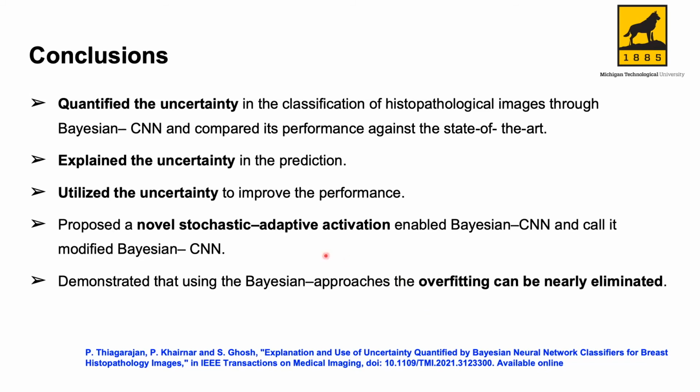And we have added a stochastic adaptive activation to Bayesian CNN that performs somewhat better than the Bayesian CNN, and the Bayesian approach eliminates overfitting. More details are given here in this paper.